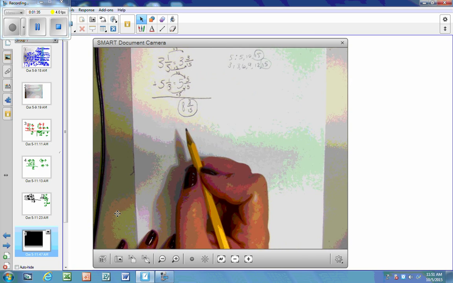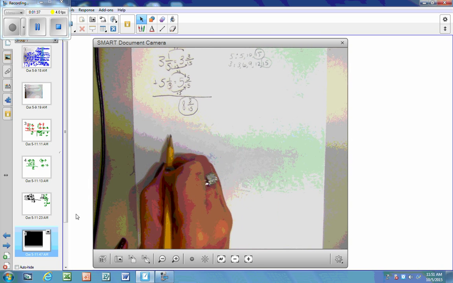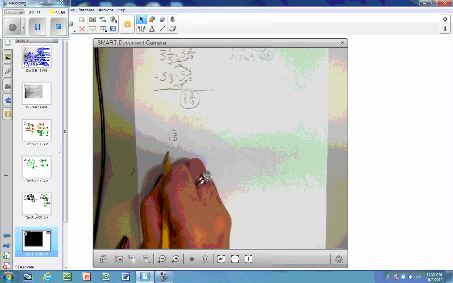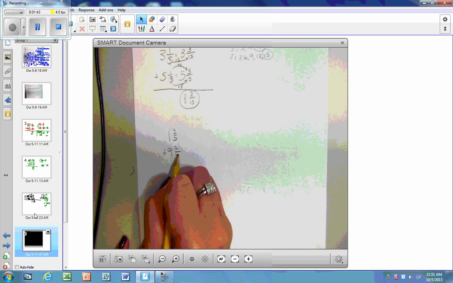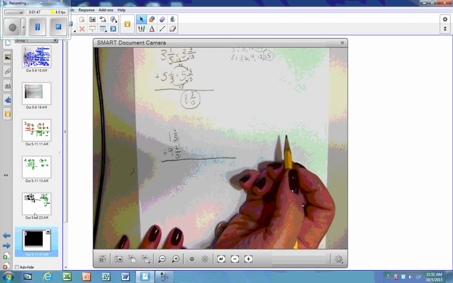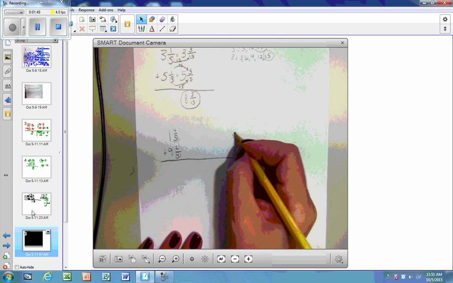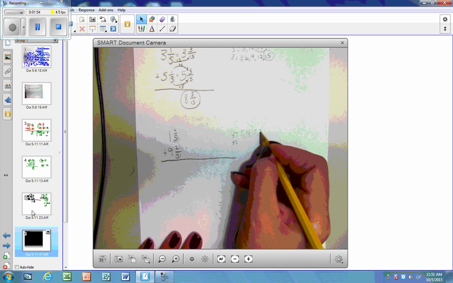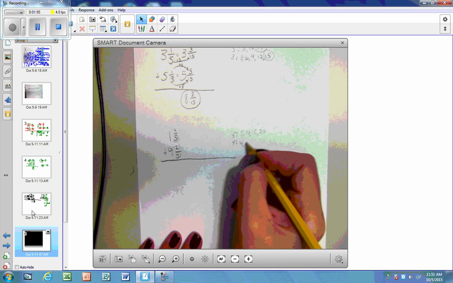Okay, the second one there is 1 4/5 plus 9 2/4. So again, I have to find a common denominator. So 4 and 5 are my two denominators. So I can list the multiples over here. If you already know what it is, go ahead and see how far you can get.